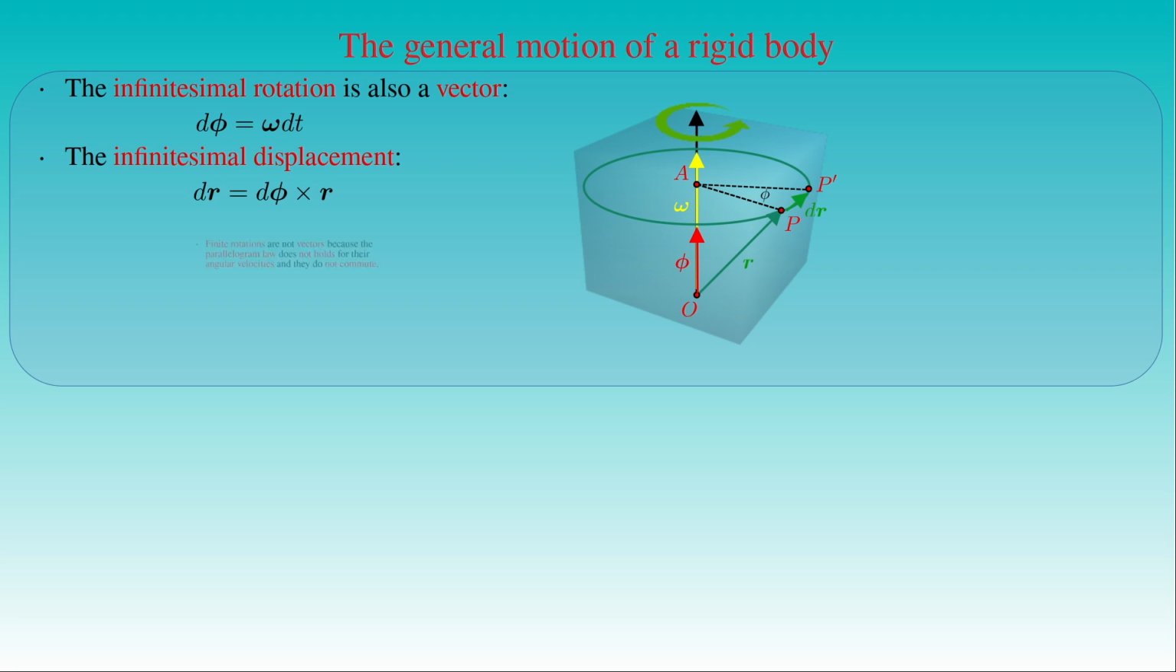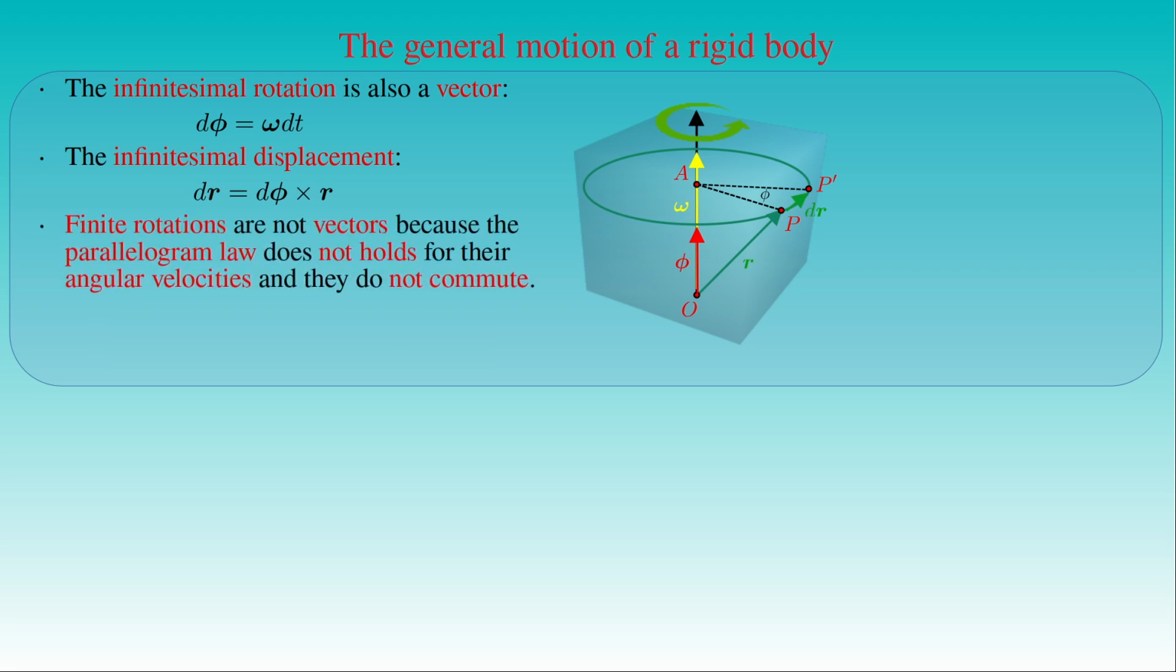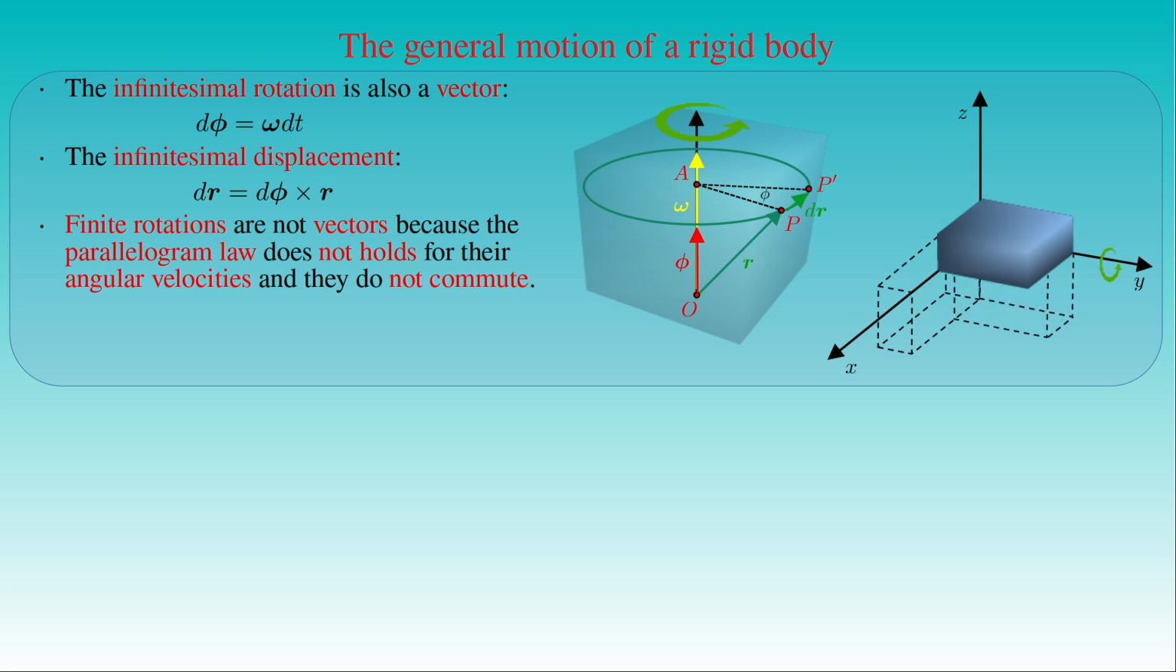However, small but finite rotations cannot be considered as vectors because the parallelogram rule does not hold for them and the finite rotations are not commutative. For example, let us consider a cuboid in a Cartesian coordinate system. We can rotate the cuboid first about the x-axis by 90 degrees, and then about the y-axis by 90 degrees. But we can change the order of rotations and rotate it first about the y-axis by 90 degrees, and then about the x-axis by 90 degrees. As a result, the cuboid has different positions and orientations after the composition of rotations in the two cases.